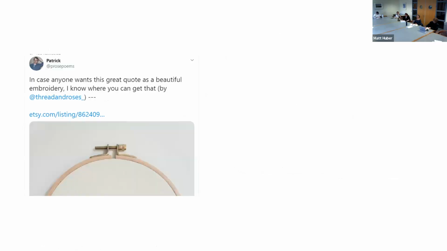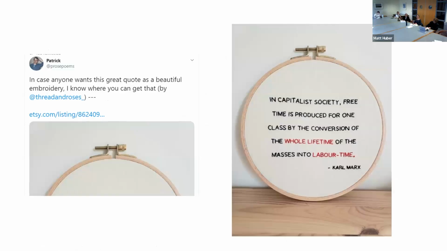And it was really funny because after that, some person replied and said, in case anyone wants this great quote as a beautiful embroidery, I know where you can get it. And he linked to their Etsy page and offered to sell this thing as a commodity. So I thought it was hilarious that this brilliant Marx quote goes on social media and someone's like, I know how to turn this into money, right? So anyway, I don't know what the full link is, and this tweet is very old, but maybe this embroidery is still available.